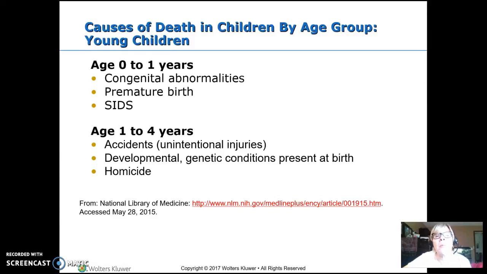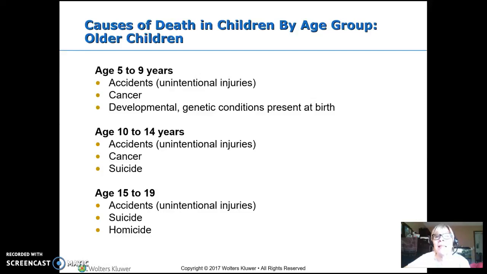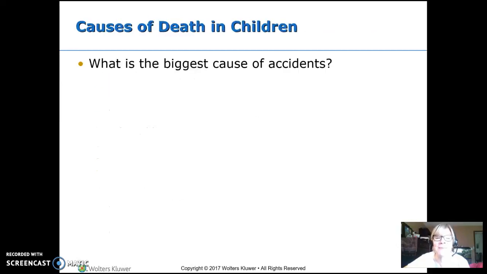So what about mortality? What do children die of? Between 0 and 1, the big thing is congenital abnormalities, followed by premature birth or sudden infant death syndrome. Once you get over a year, between 1 and 4, the leading cause of death is accidents. Between 5 and 9, the leading cause of death is accidents. Between 10 and 14, the leading cause of death is accidents. Between 15 and 19, the leading cause of death is accidents.